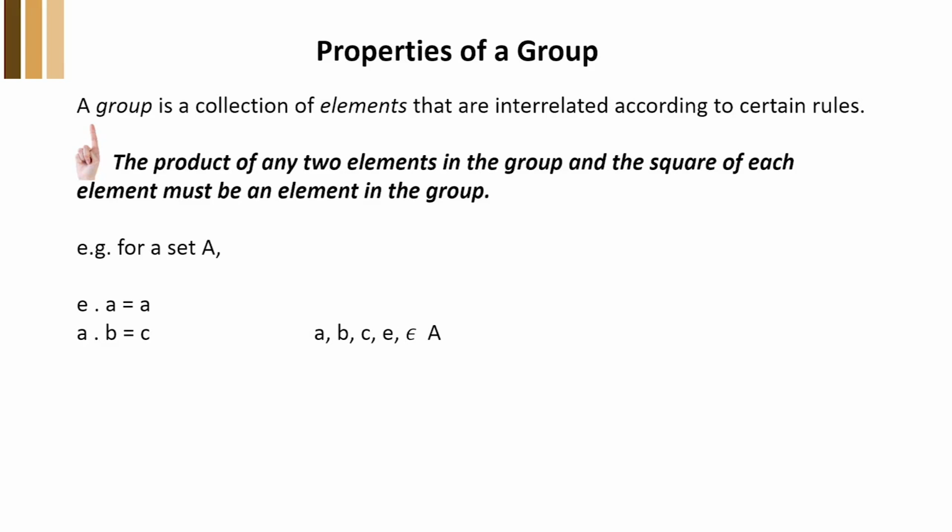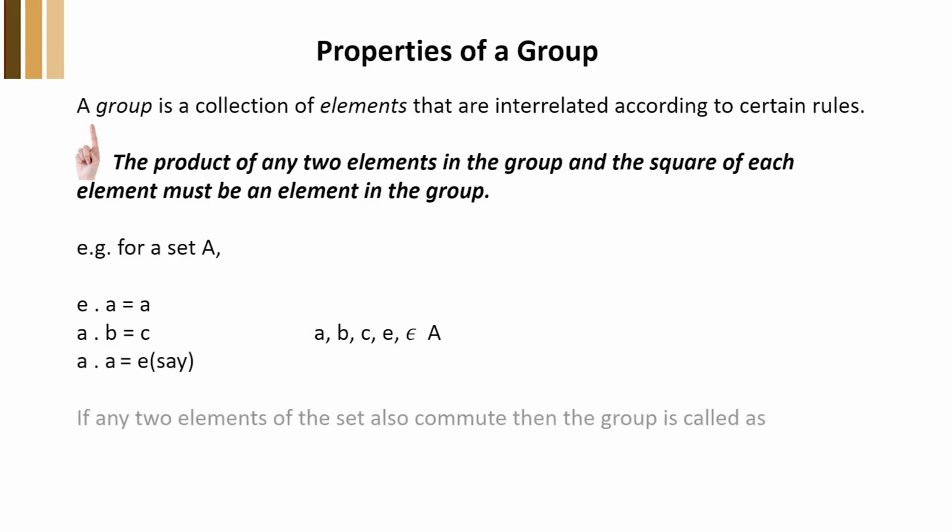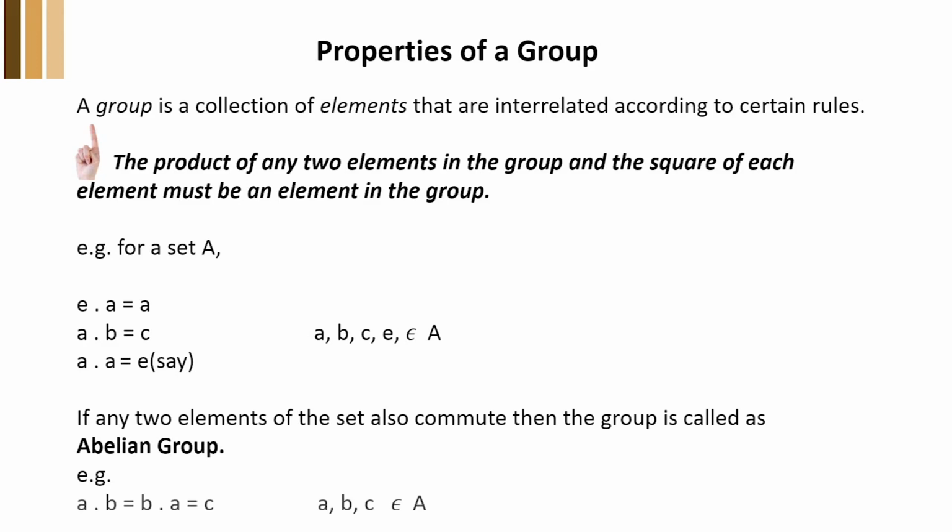So the first point would be satisfied if the product or the square of any element is a member of the set itself. You must notice that if any two elements of the set also commute, then the group is known as an abelian group. And in mathematics, we say the commutative law means if A dot B is equal to B dot A and the answer is C, and all A, B, C must belong to the given set. So an abelian group is the group in which any two elements also commute.